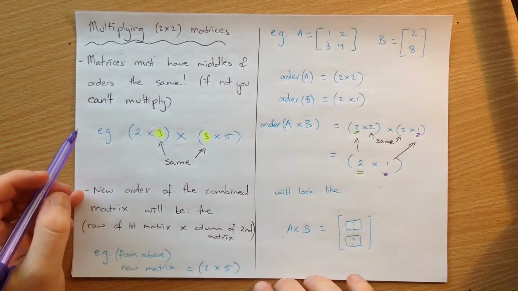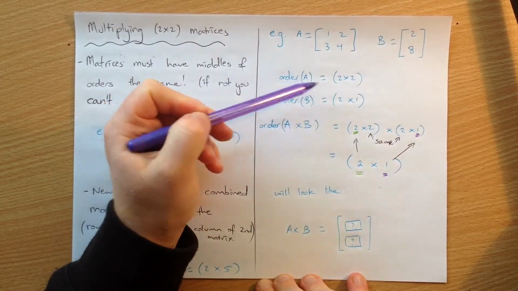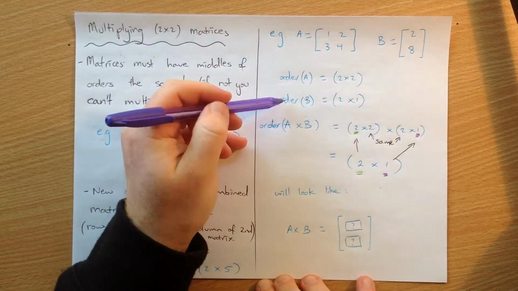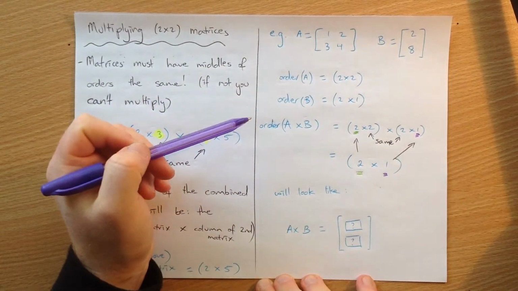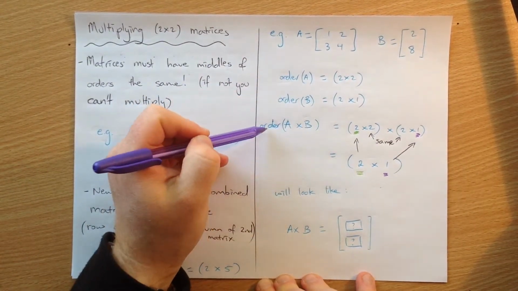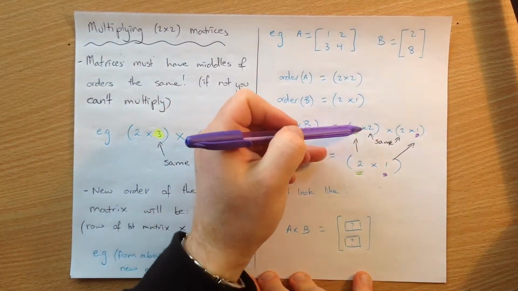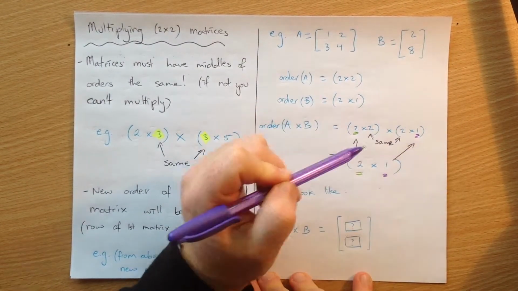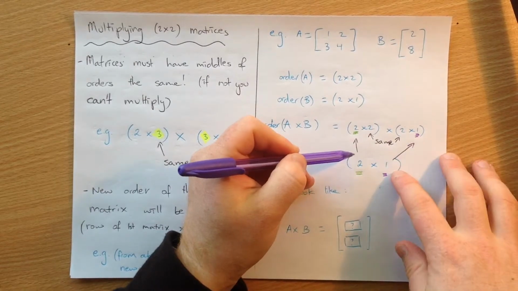So let's do an example together. This first matrix, the order of it, order of A, is a 2 by 2 matrix. 2 rows, 2 columns. And the order of B is 2 rows, 1 column, it's a 2 by 1. So if we're going to do A times B, let's look at the order of A times B to start with. So the order of A times B, it's a 2 by 2 multiplied by a 2 by 1 matrix. The 2's are the same, that's good, we need that to happen. And then the new matrix will be a 2 by 1 matrix.